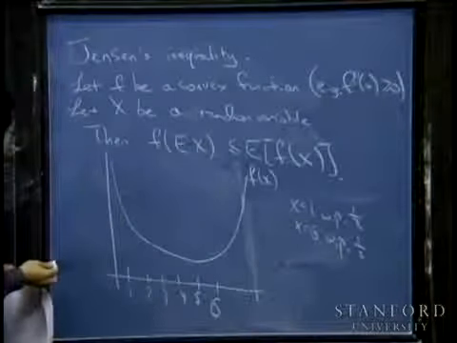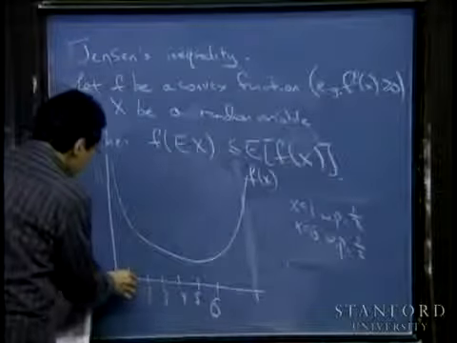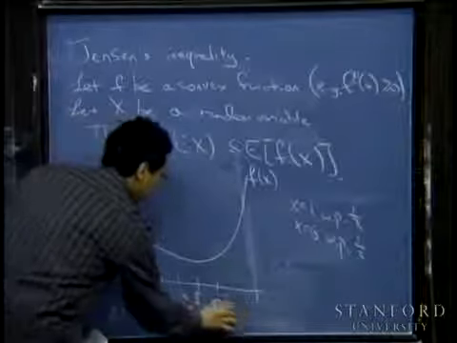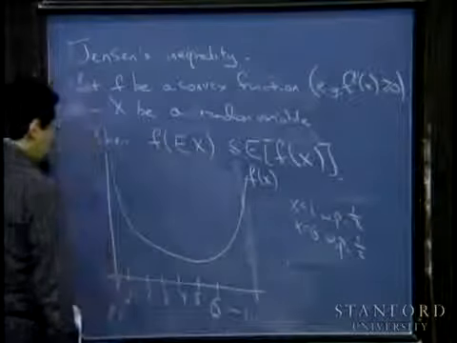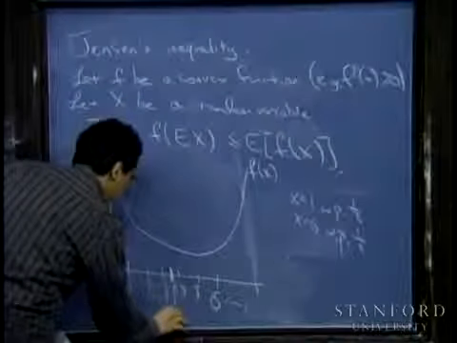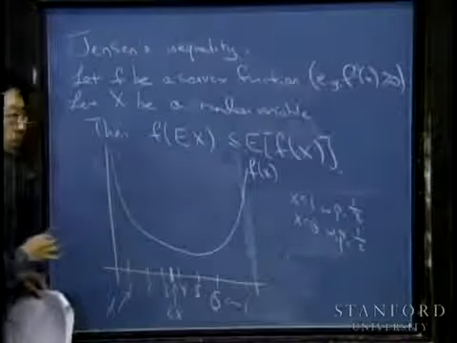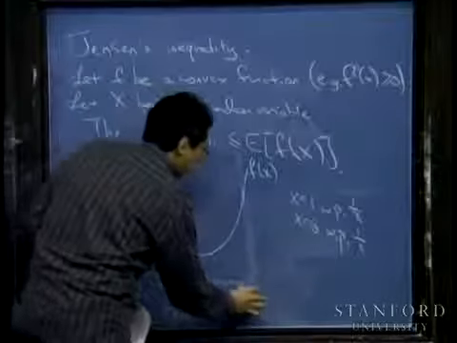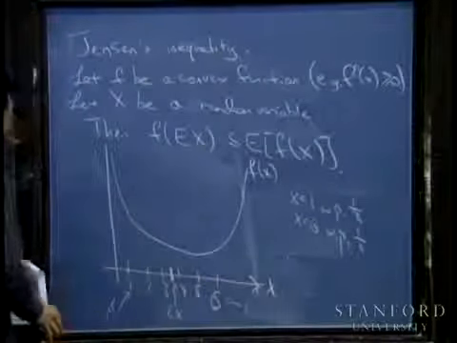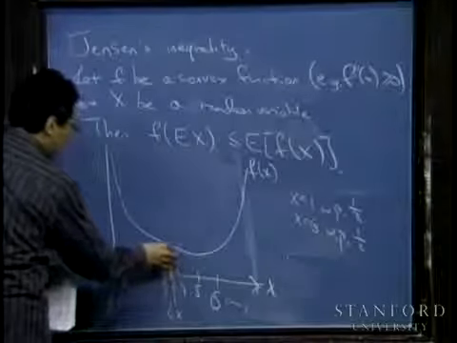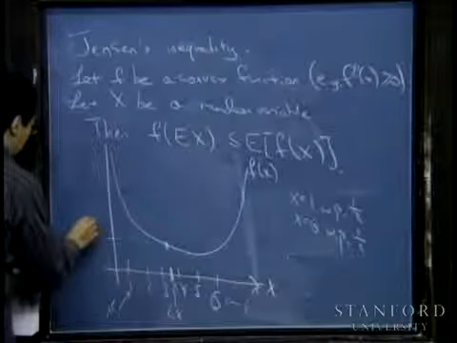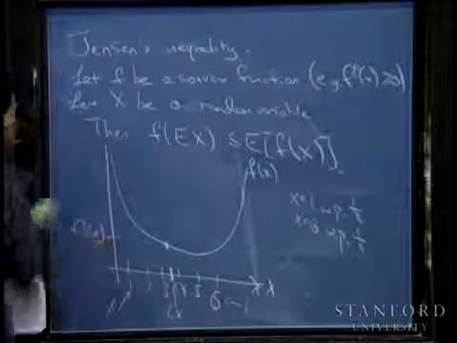So x is 1 with probability 1/2, and x is 6 with probability 1/2. And so the expected value of x is 3.5. It'll be in the middle here. So that's the expected value of x. The horizontal axis here is the x-axis. And so f of the expected value of x, you can read off as this point here. So this is f of the expected value of x.